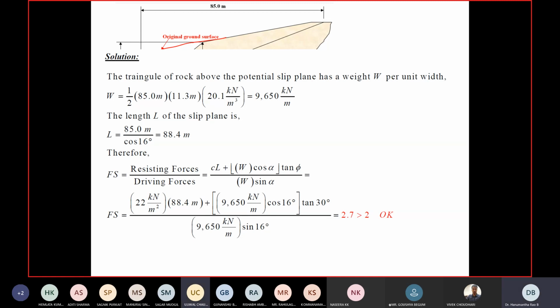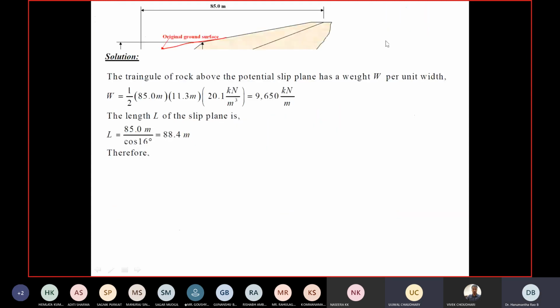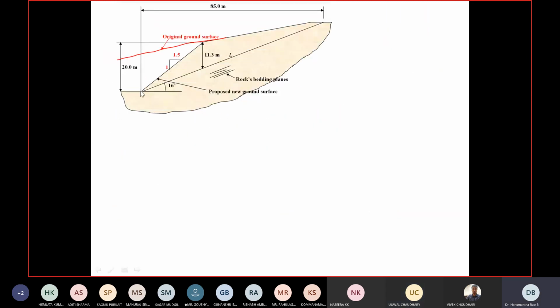So which is the triangle we are considering for weight calculation? This triangle, this one and this one. So in fact, when we are calculating the triangle, we are taking the base width of 85. But if you take 88, then what will happen? You are going to increase the denominator. So you are going to get a higher factor of safety value. So that's why here they have taken 85.